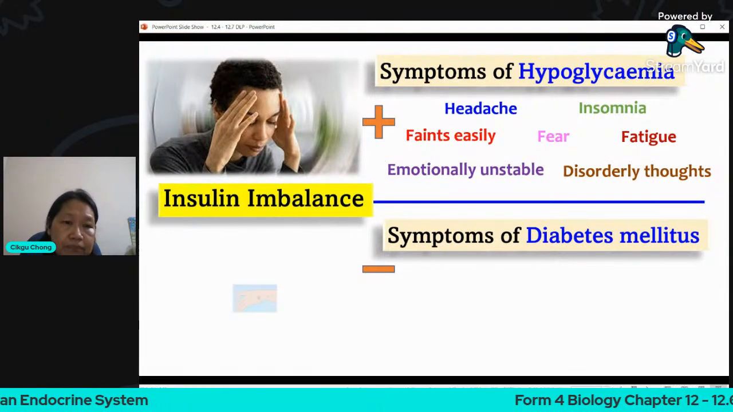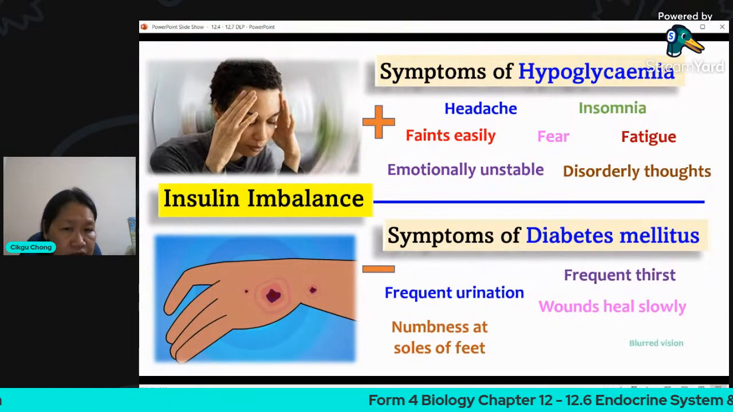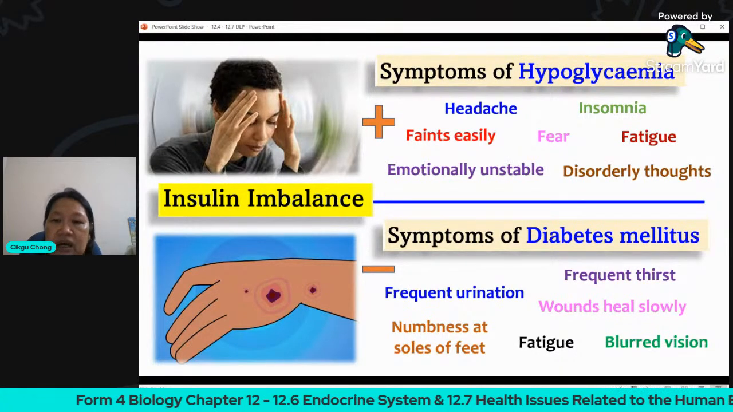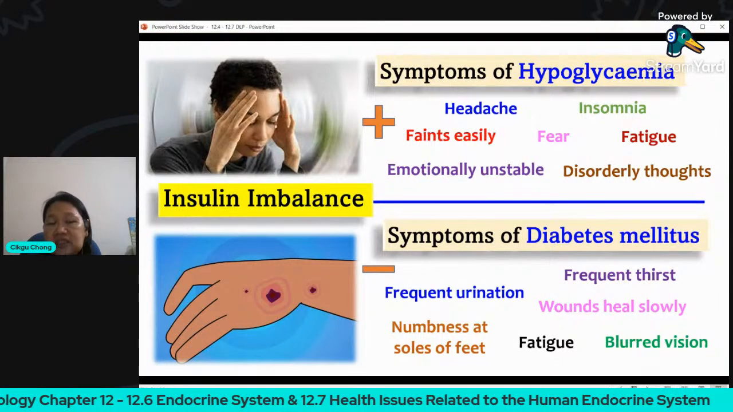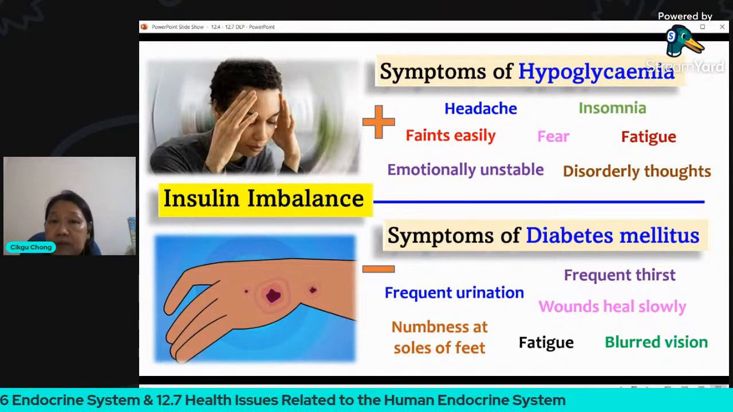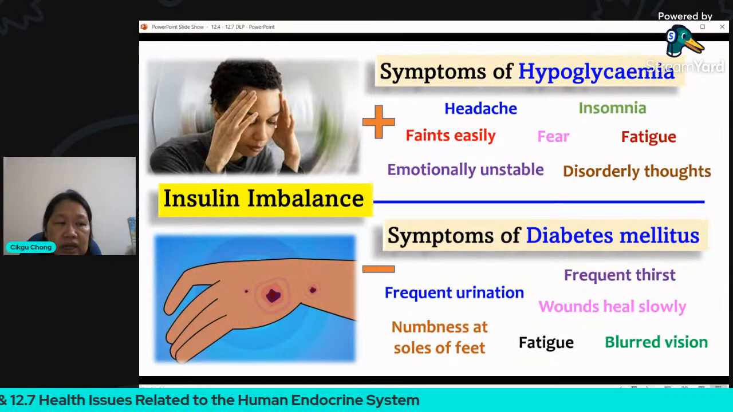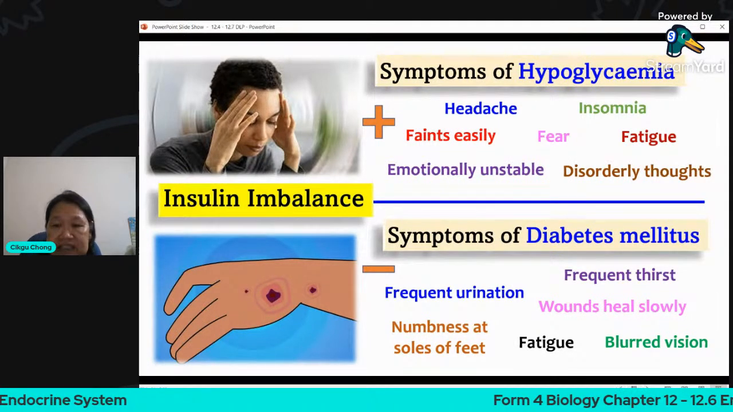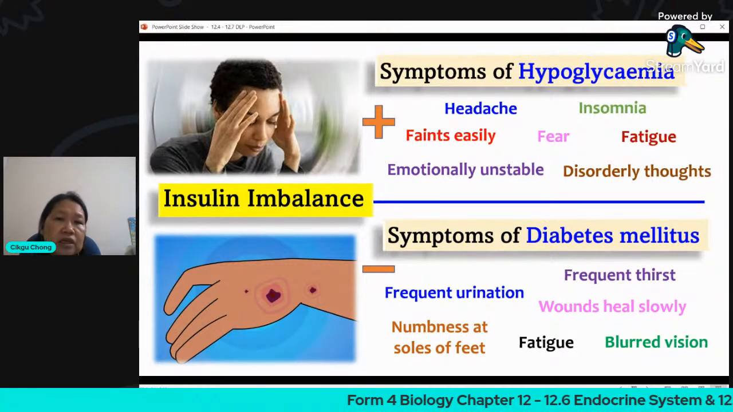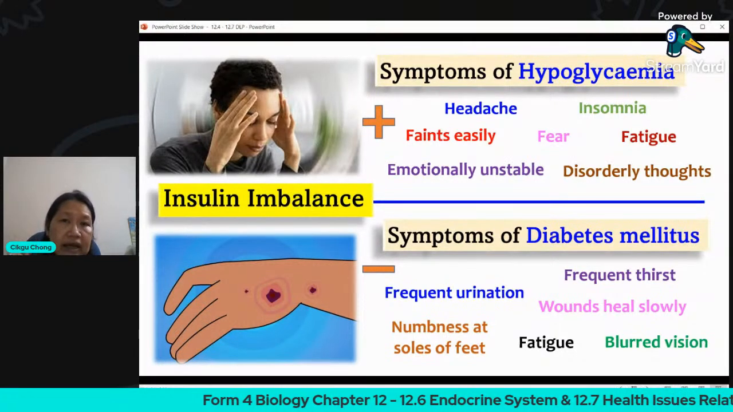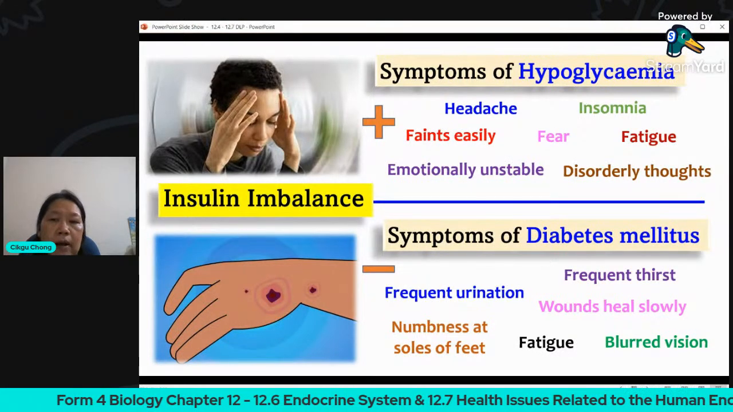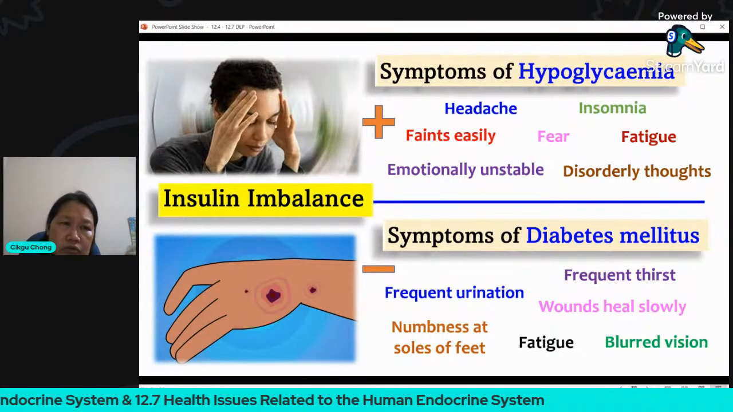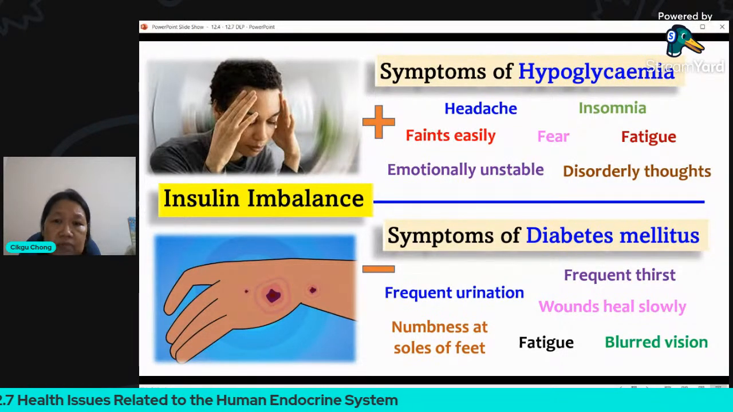So what are the symptoms? Okay, you will have frequent urination, frequent thirst, you drink a lot of water, you always feel thirsty. Your wounds will heal slowly. This is one of the problems that diabetic patients will encounter. Their wounds are difficult to heal. Then numbness at the sole of the feet, fatigue, also may have problems with the retinal lining. You may not be able to see so well. Blurred vision. In serious cases, it may even contribute to blindness for diabetic patients.